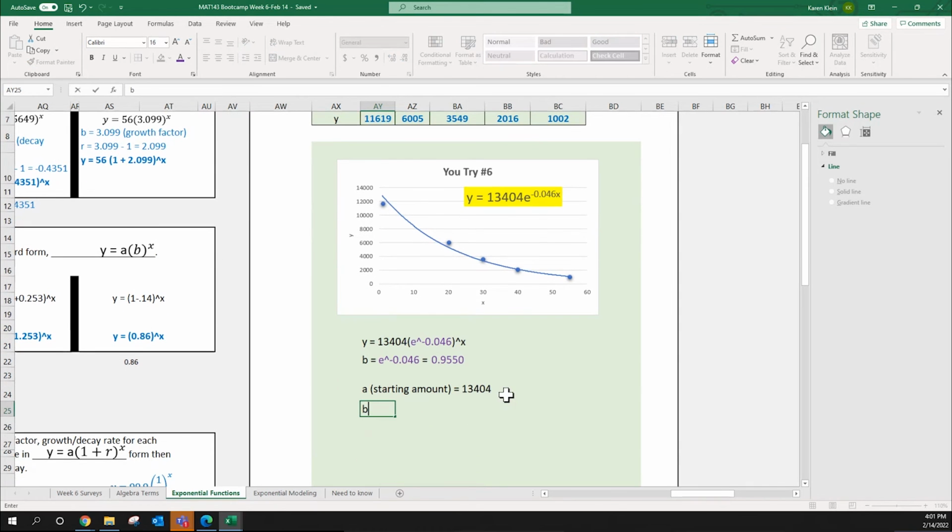We have our value of B, which is going to be a decay factor. That's equal to 0.9550. And then we need to find R, which is our decay rate. I'm going to have to calculate that. So that's going to be equal to the B value minus 1. And let's see, hold on 1 second. I don't know if it picked up the right value or not. Oh no, it did not. I need this one here.